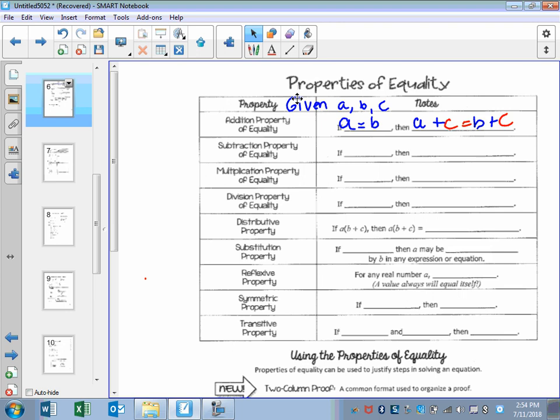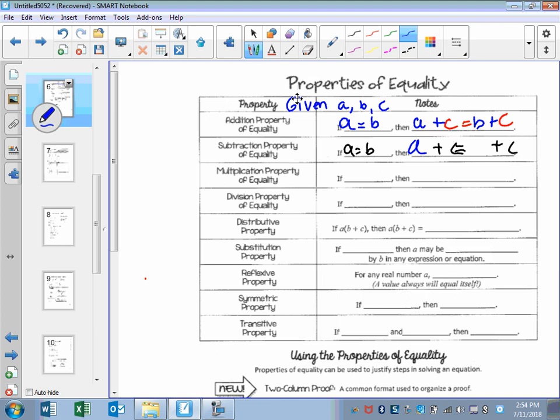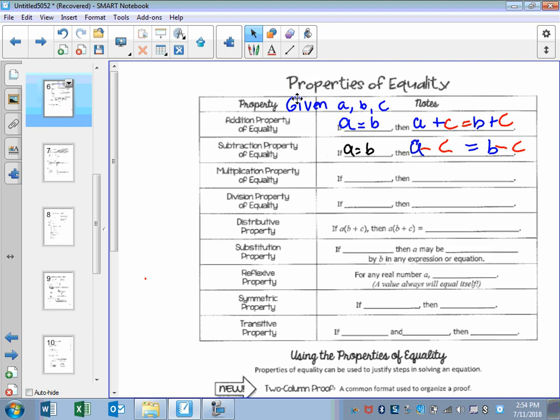Similarly, if A equals B, once again, for the subtraction property, then I know that A minus C equals B minus C, because A and B are the same. So, we'll go over some examples in a minute.